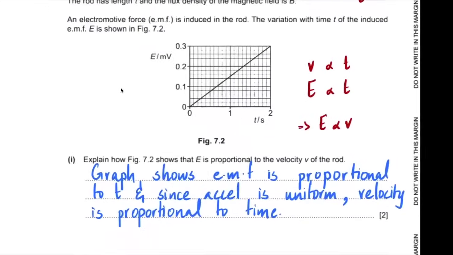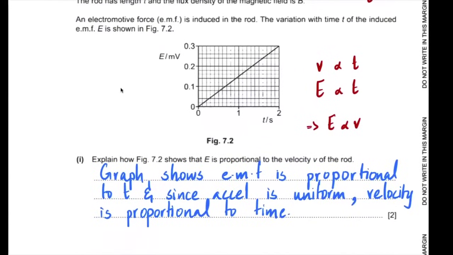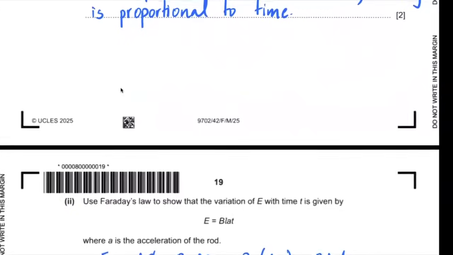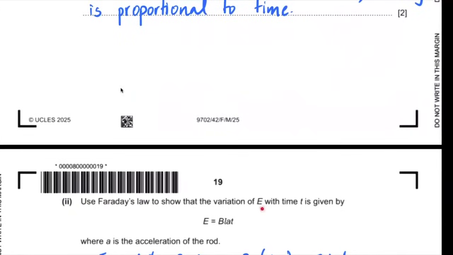Now look at how I've explained this. The graph shows that EMF is proportional to t, right? This is a typical direct proportionality graph, a straight upward sloping line through the origin. And since acceleration is uniform, velocity is proportional to time, right? So I've just explained this. Use Faraday's law to show that the variation of E with time is given by E equals BLat, right?